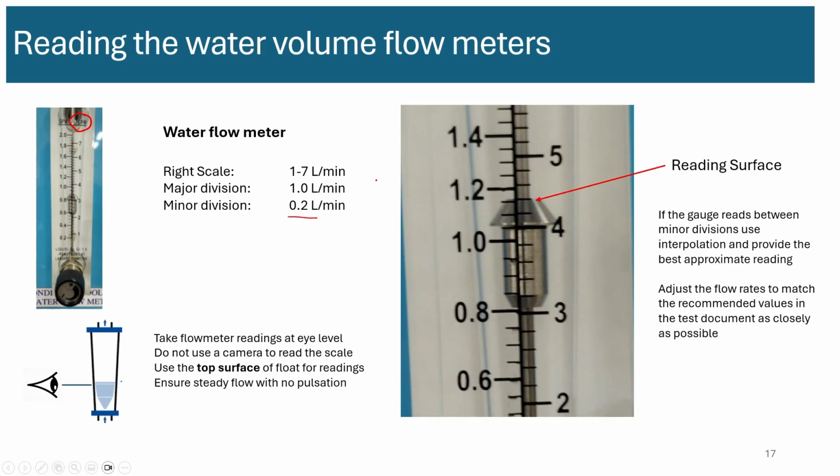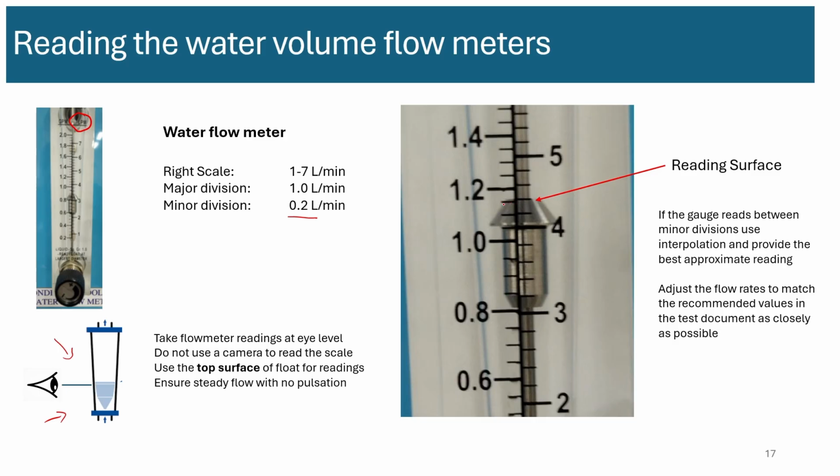Now, where should we look to find the flow rate? You should look at the top surface of the float. Okay, the top surface of the float is where you should measure the reading, and on the right side scale. Now, when you take the readings, you should keep your eyes parallel to the float and don't look at it from an angle like this or an angle like this. Try to look as straight as possible at the top edge of the float. Otherwise, you could get the wrong reading, right?